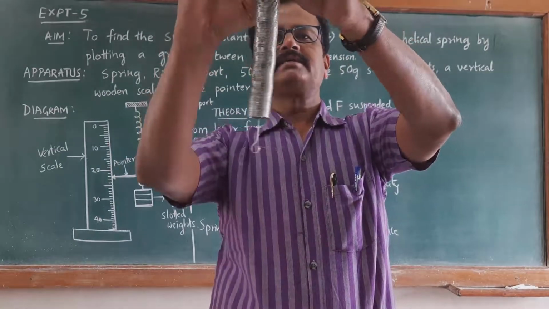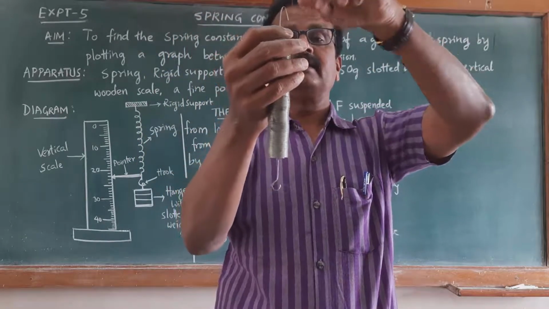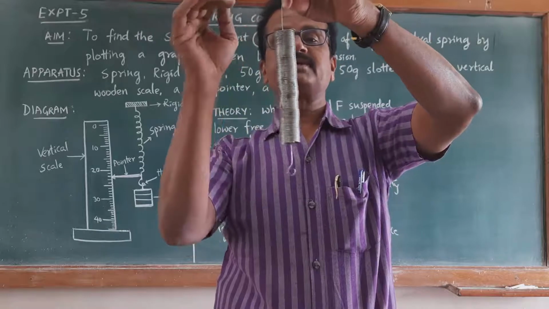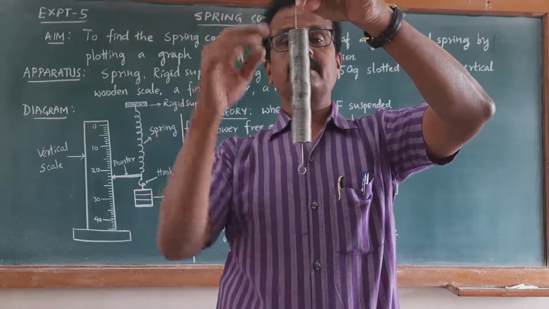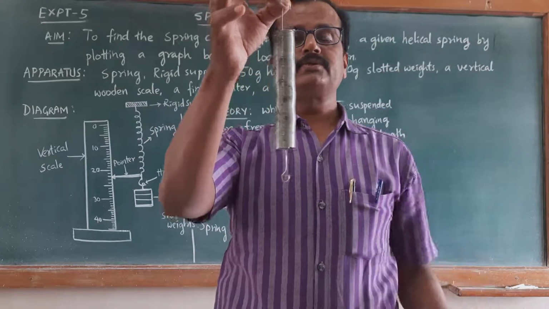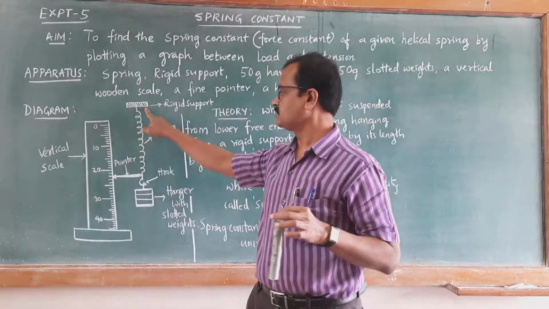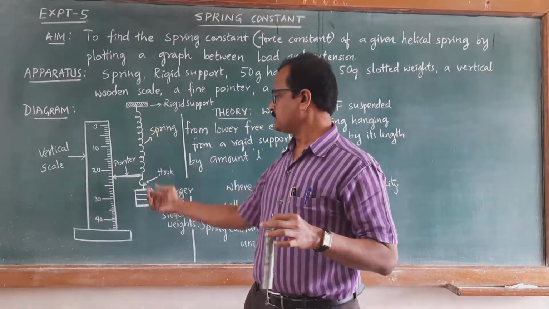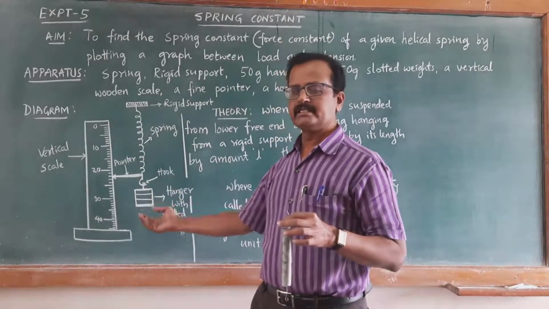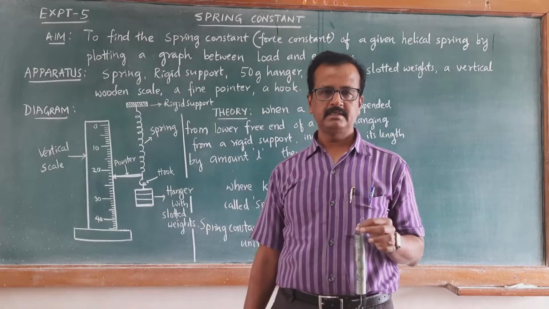And you see, this is going to be the hook. I am going to suspend it to a nail. The nail is fitted to a wooden table, so that this will be suspended to a rigid support like this. Side by side there is a wooden scale. And as we go on increasing the load, the extension in the spring also increases.